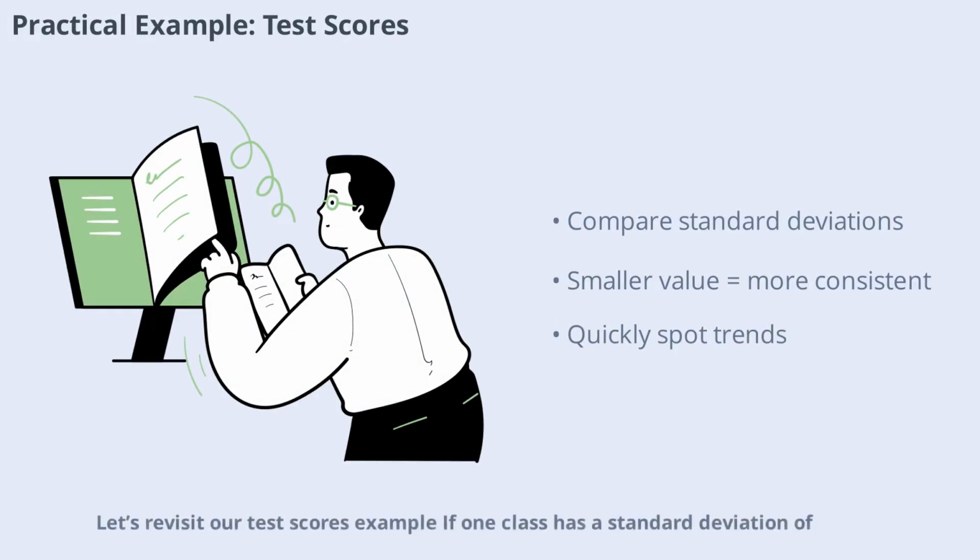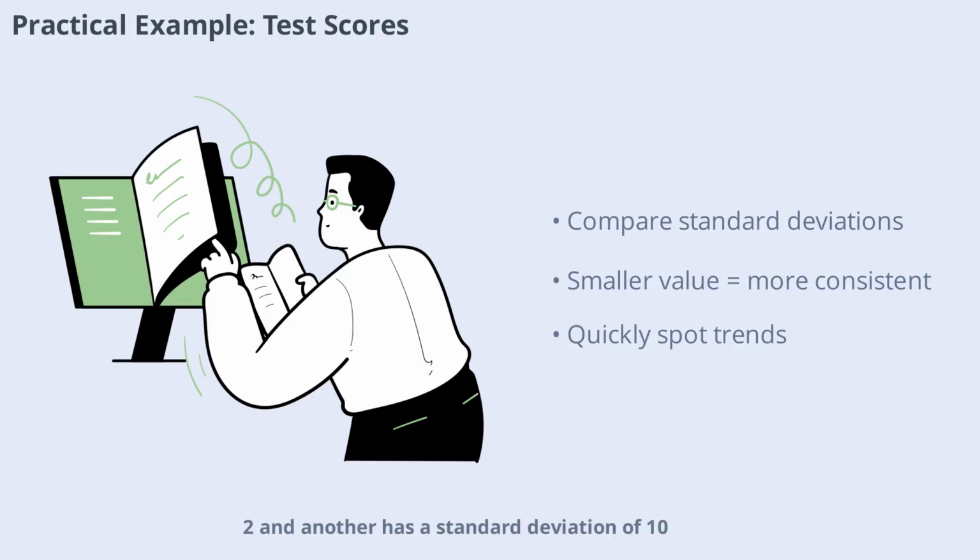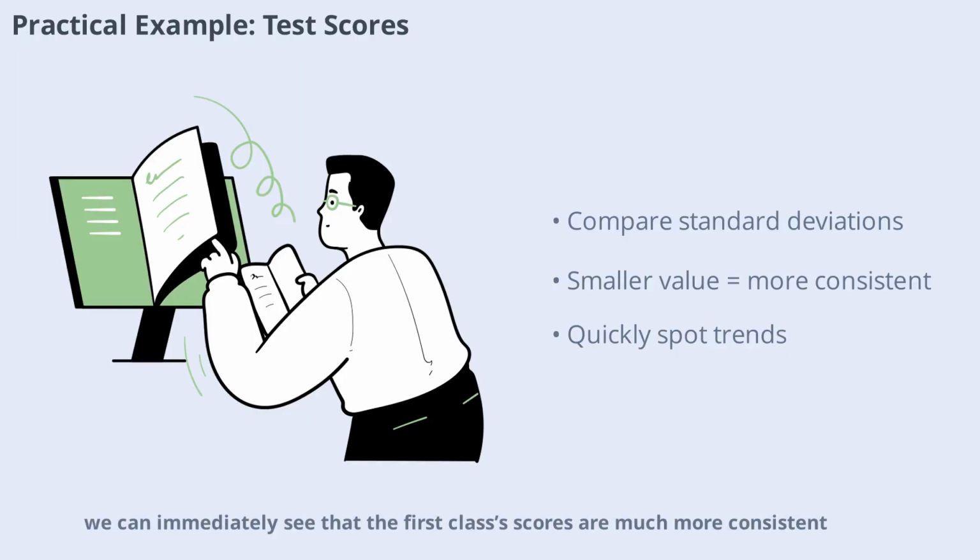Let's revisit our test scores example. If one class has a standard deviation of 2 and another has a standard deviation of 10, we can immediately see that the first class's scores are much more consistent. This kind of insight is invaluable for teachers, administrators, and even students who want to understand performance trends.